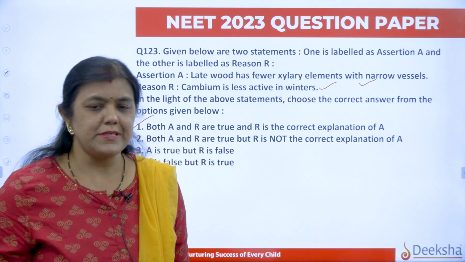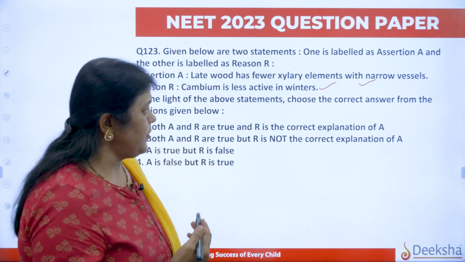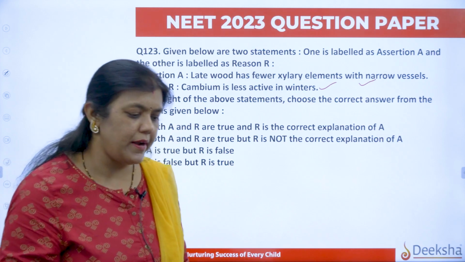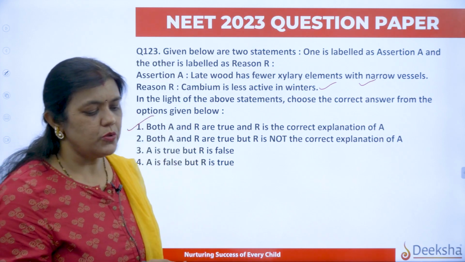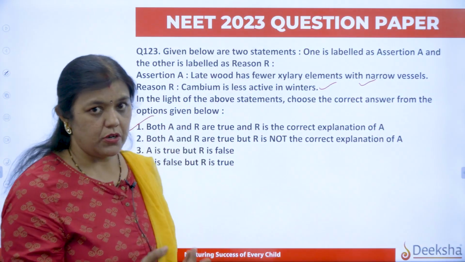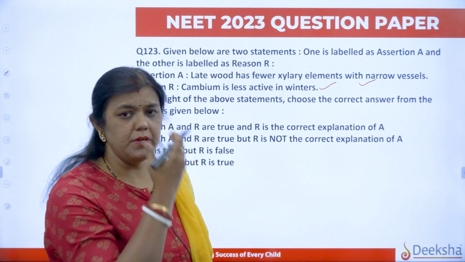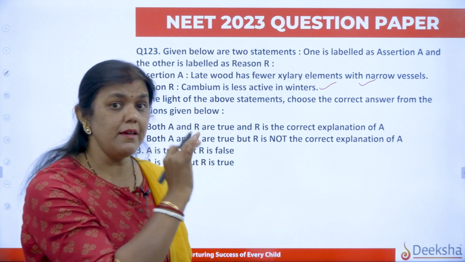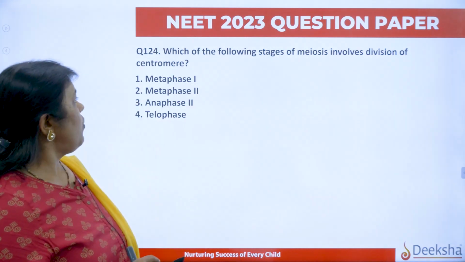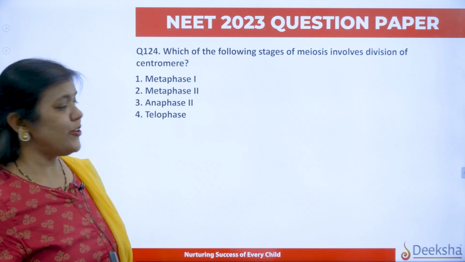In winter, the cambium is less active, and it forms very few xylary elements. This wood is called autumn wood, or late wood. So obviously both the statements are correct; they have put NCERT's exact lines over here. Read NCERT, okay, don't ignore. This is again an easy question.